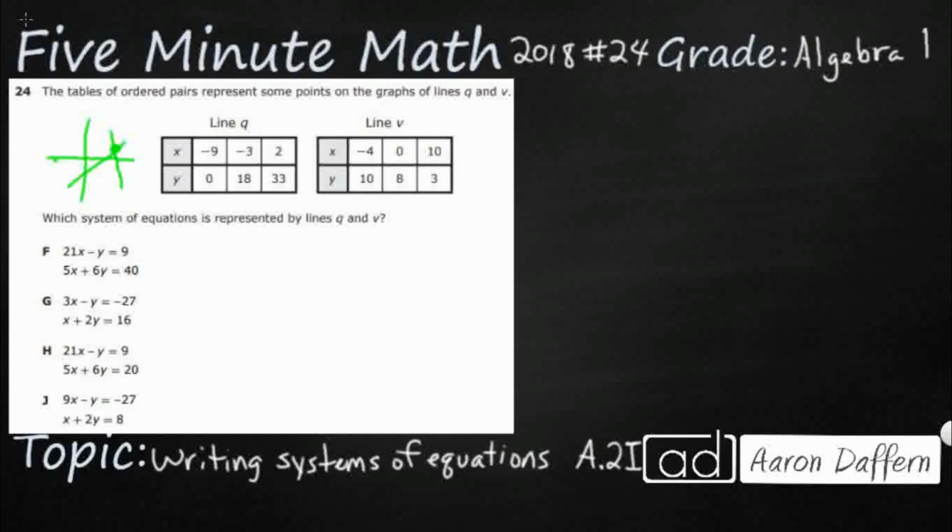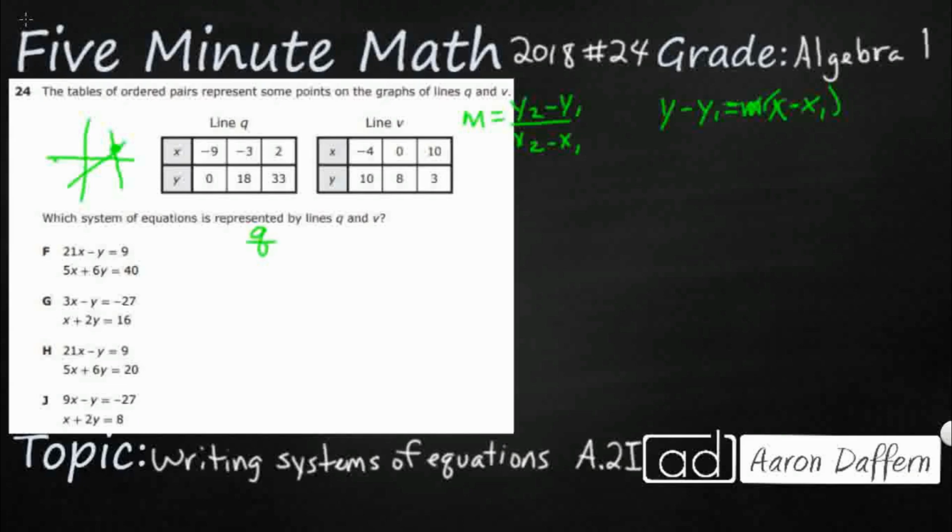Well, that's fine. We need two different things. We're going to need our slope formula, y2 minus y1 over x2 minus x1. Then we're probably going to need our point-slope form, so y minus y1 equals m, x minus x1. All right, so we'll need both of those. Let's just start with line Q.